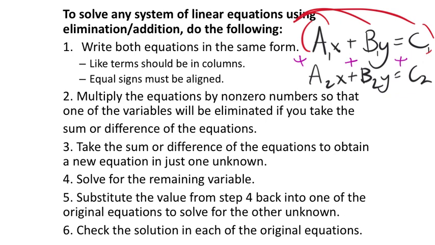Now, once the coefficients are opposites for one of the variables, we add the two equations together, which will eliminate or zero out one of the two variables. So we have an equation with just one variable. We solve for that variable.